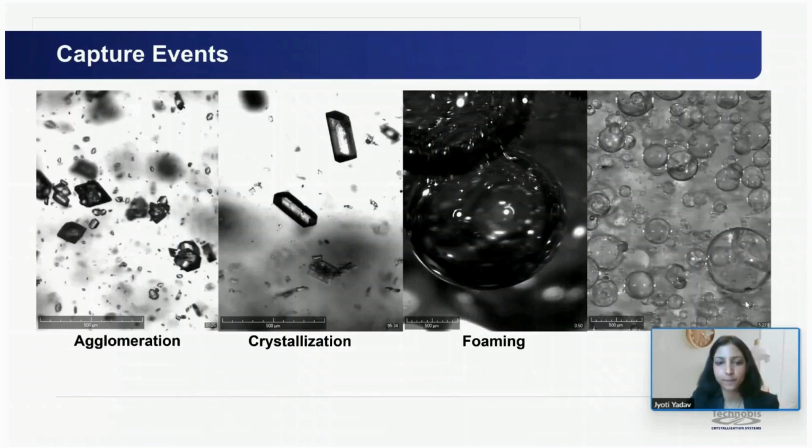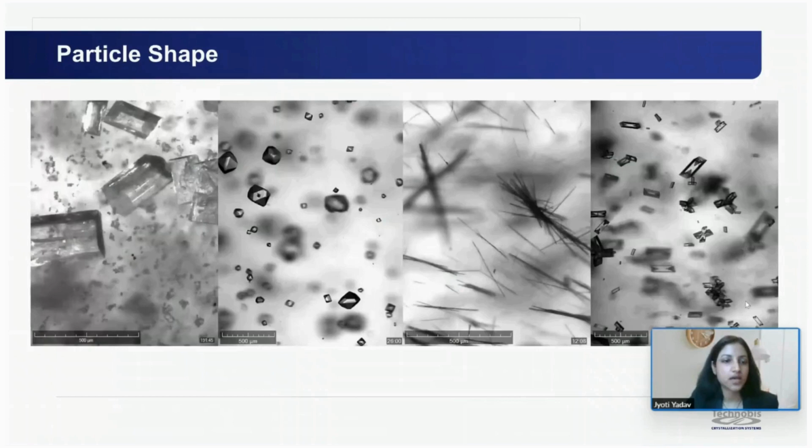Next, these images show different particle shapes. First are the elongated crystals, and the second are the cubic-shaped crystals, then needles, then block-shaped crystals. These are just to show that different crystal shapes can be easily captured with the Crystalline instrument.